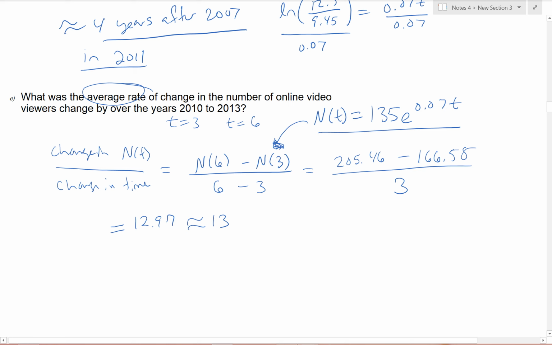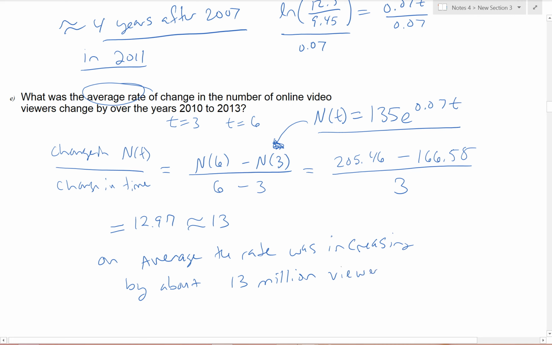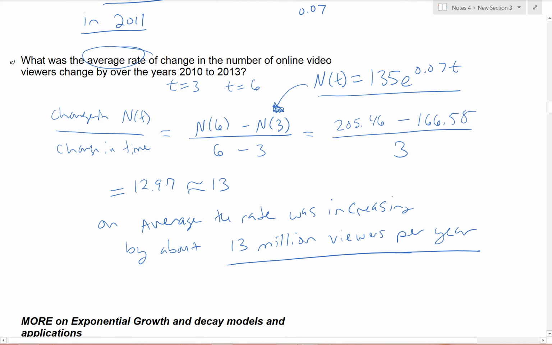And again, don't leave your answer as 13. It has context. On average, the rate was increasing, because it's positive, by about, since I rounded, 13 million viewers per year. That's how fast it's changing per year on average. So between 2010 and 2013, on average, the online viewers are increasing at a rate of 13 million viewers per year. All right, we'll stop there.